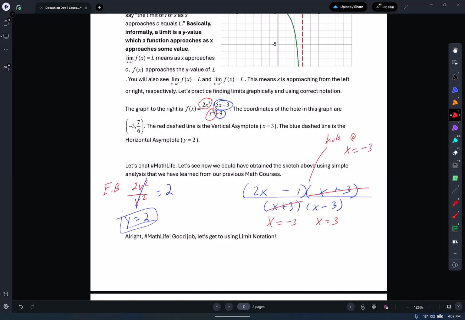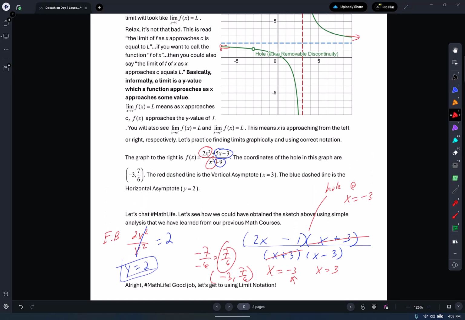So how do you find that hole? Well, you just plug in -3 into whatever you have left. So 2 times -3, -6 minus 1, -7, see? Over -3 minus 3, that's -6. Negative divided by a negative, positive. So I have a hole at -3, 7/6, which there it is, -3, 7/6.